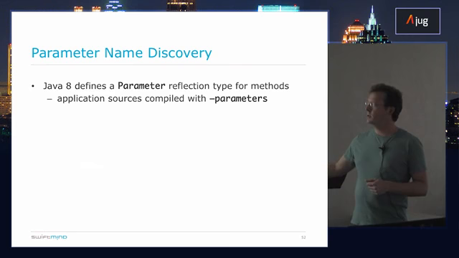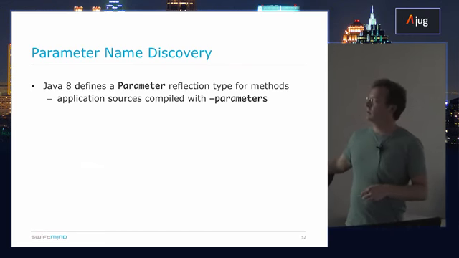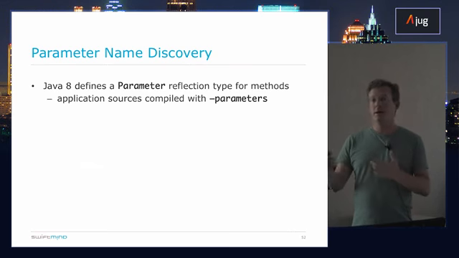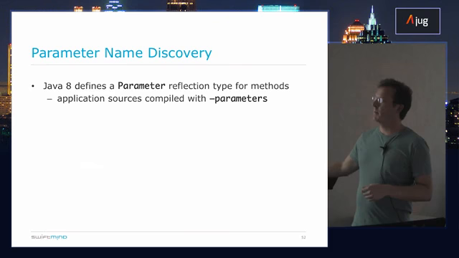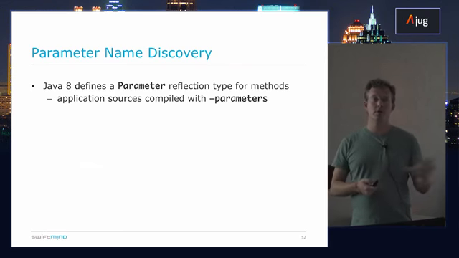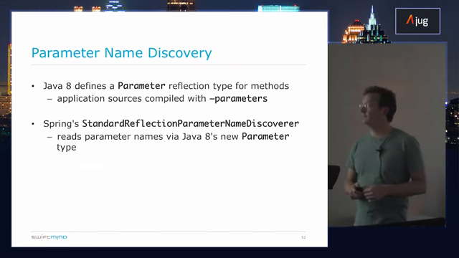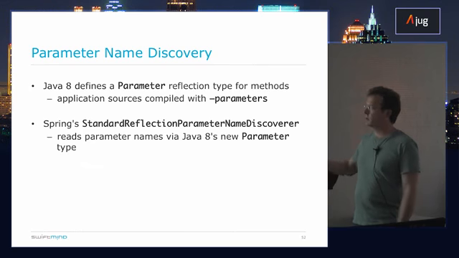So what's new? In Java 8, there's a new parameter reflection type that allows you to figure out what the names are, for example, of parameters passed into a method using reflection. But that's only available if you compile your code with -parameters. So you might be familiar with the -debug compile time flag from the past. So what we have here now is a standard reflection parameter name discoverer.